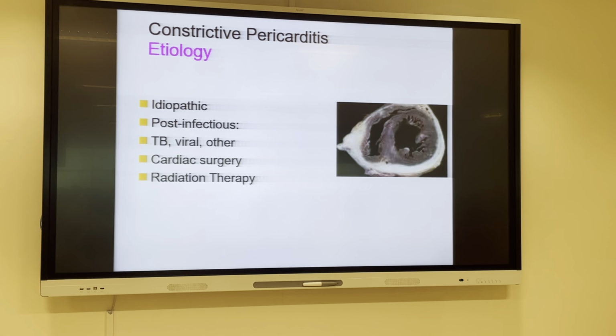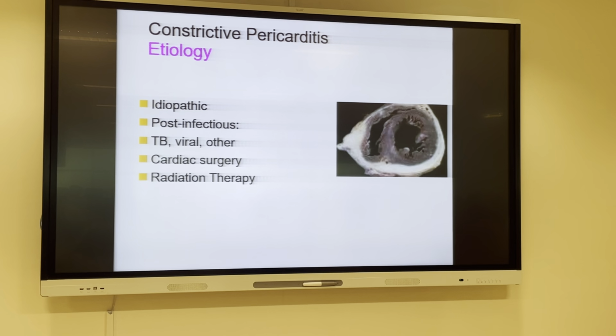Okay? So that's what happens. Why does constriction happen? If you have an infection, TB, viral infection, sarcoidosis, all can affect it. Sometimes cancer can cause it. Radiation therapy and surgeries can cause it. Transplant can cause it as well. But it's a long process, and it presents with right-sided heart failure.